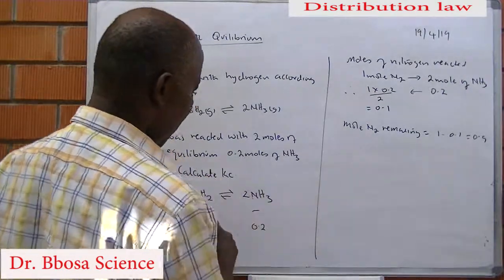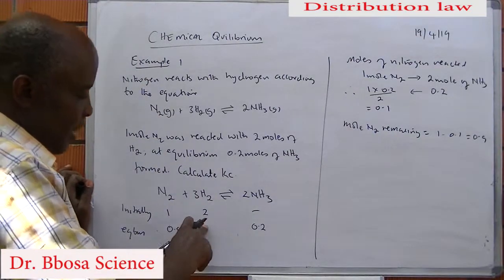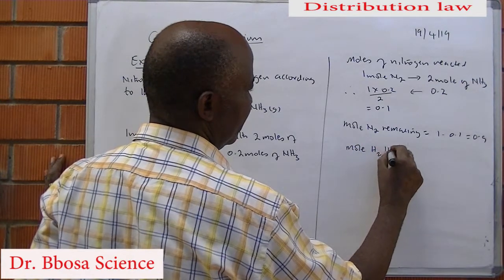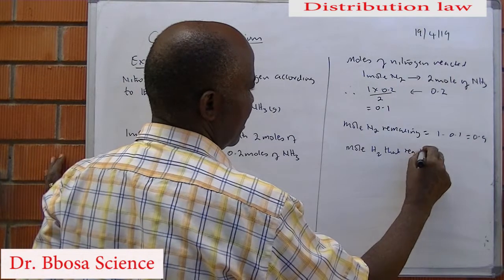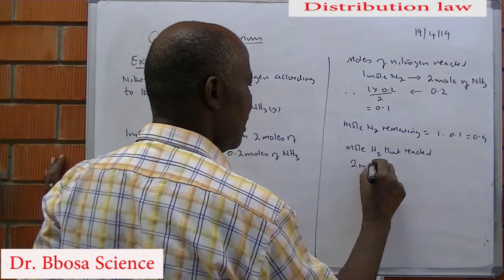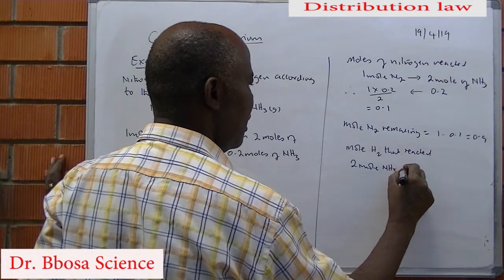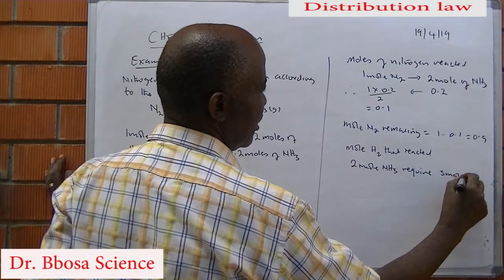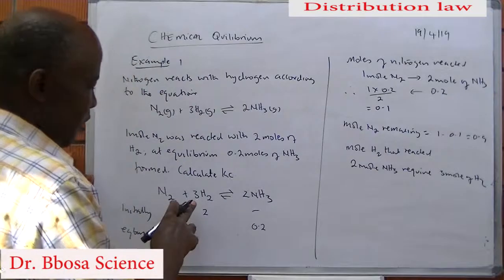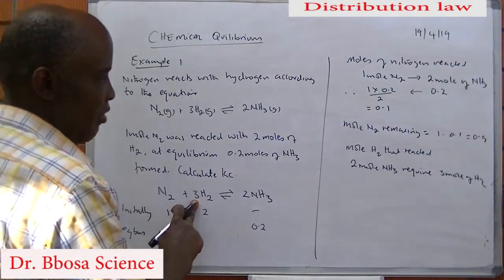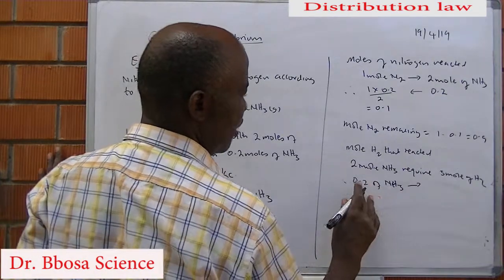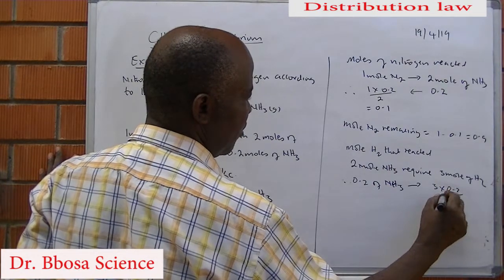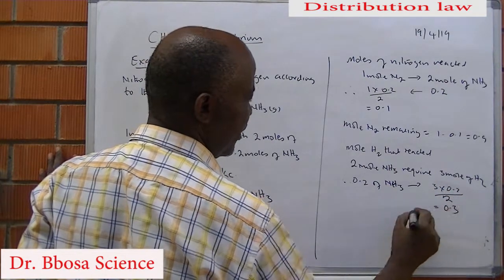Again, we find the moles of hydrogen which reacted to find the moles of hydrogen which remained. Moles of hydrogen that reacted, we said that 2 moles of ammonia require 3 moles of hydrogen. 2 moles of ammonia to form, 3 moles of hydrogen would have reacted. Therefore, 0.2 moles of ammonia will require 3 times 0.2 over 2, which is equal to 0.3.